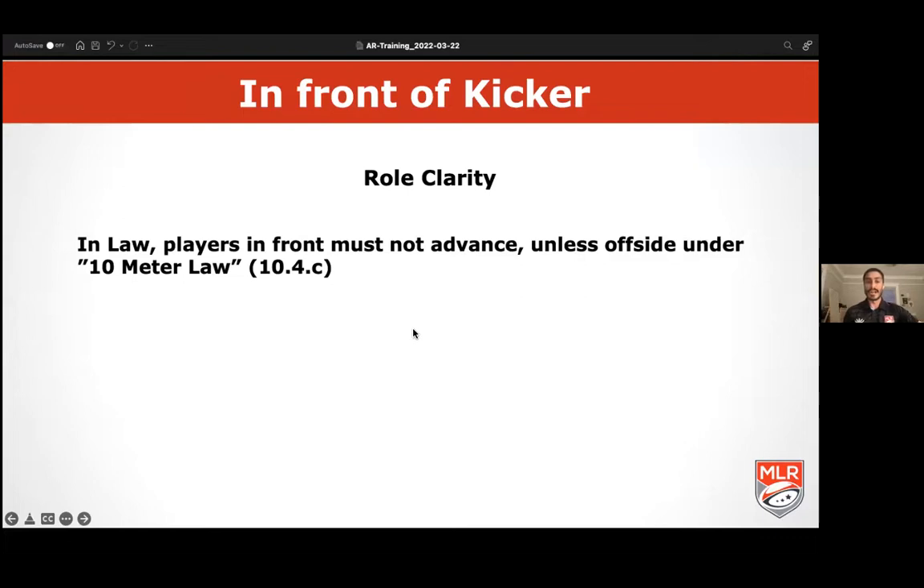And so in law, players must not advance. Players in front of the kicker must not advance unless offside under the 10-meter law, right? Those players actually have to leave outside of that 10 meters from where the ball is going to land.